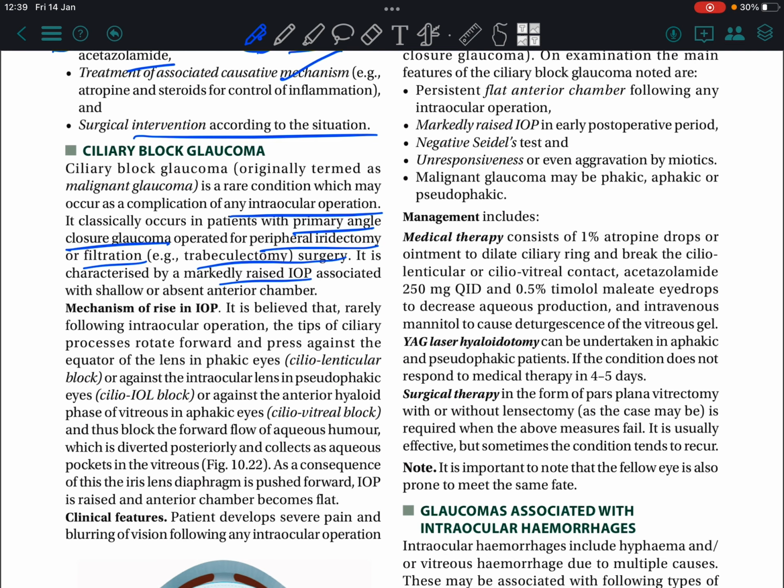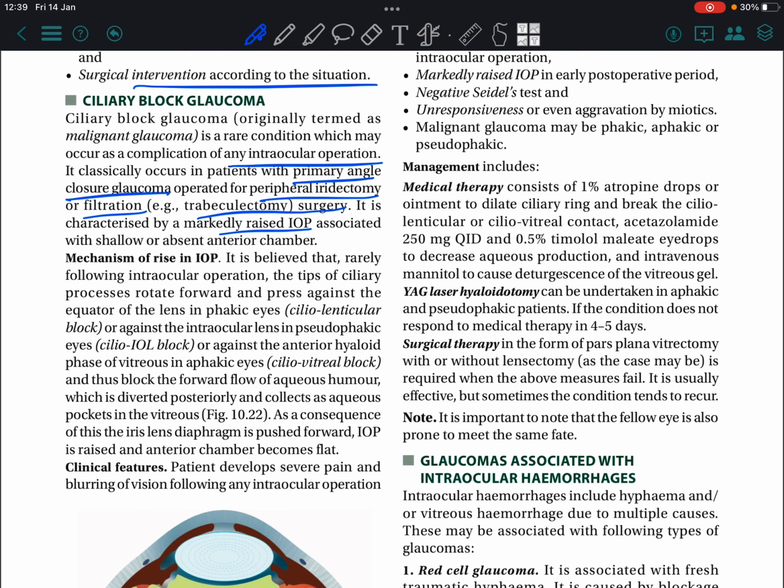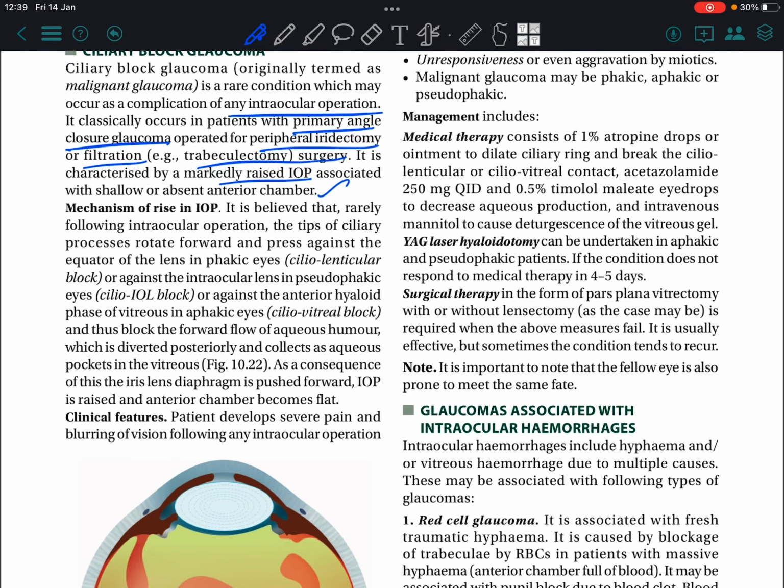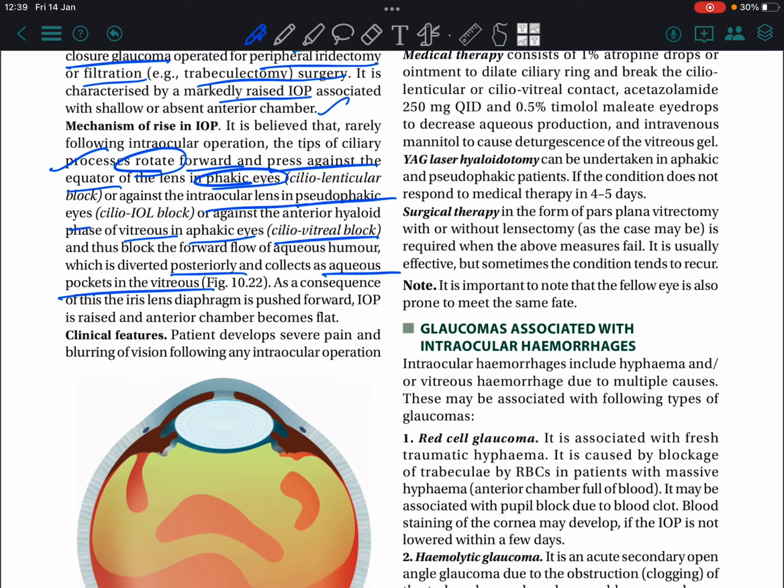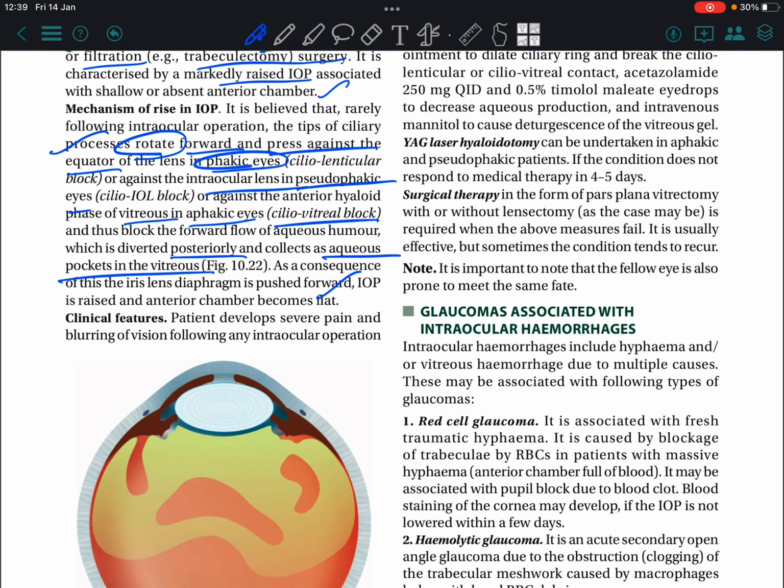It is characterized by markedly raised IOP with shallow or absent anterior chamber. Mechanism of raised IOP: it is believed that rarely following intraocular operation, the tips of the ciliary processes rotate forward and press against the equator of the lens in phakic eyes, against the intraocular lens in pseudophakic eyes, or against the anterior hyaloid face or vitreous in aphakic eyes, and thus block the forward flow of aqueous humor, which is diverted posteriorly and collects as aqueous pockets in the vitreous. As a consequence, the iris lens diaphragm is pushed forward, IOP is raised, and the anterior chamber becomes flat.